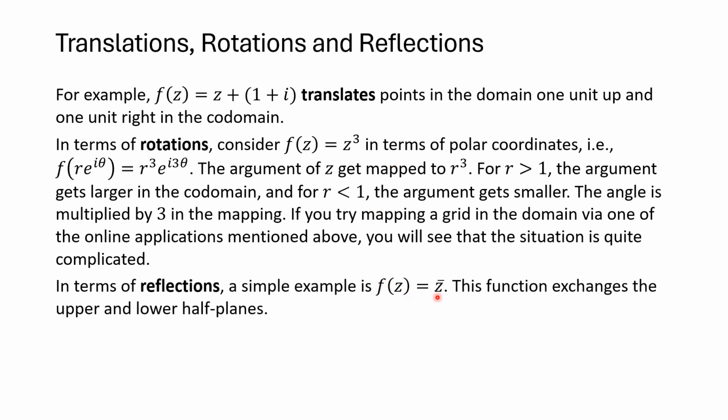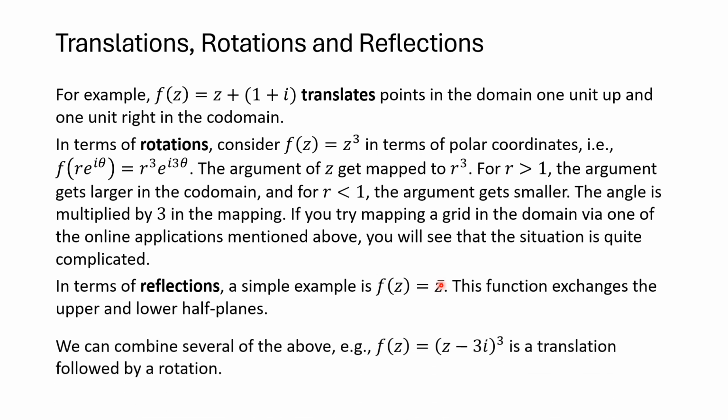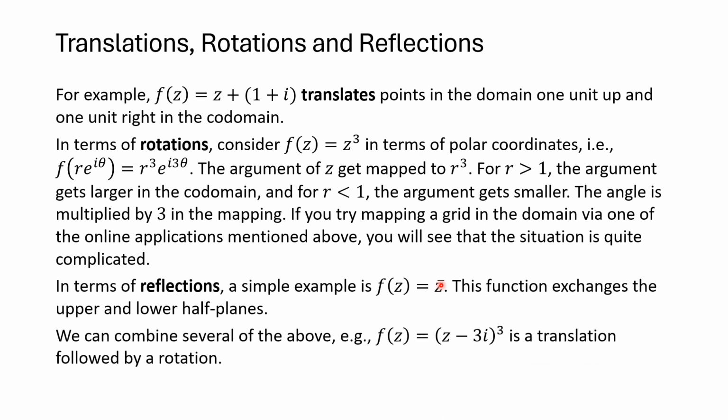Reflections are also possible. f of z equals the conjugate of z maps everything in the upper half plane to the lower half plane and vice versa. And finally, you can combine these different translations and rotations. And here we have f of z equals (z minus 3i) cubed. So first we translate, we move down 3 units, and then we do a rotation as described above.